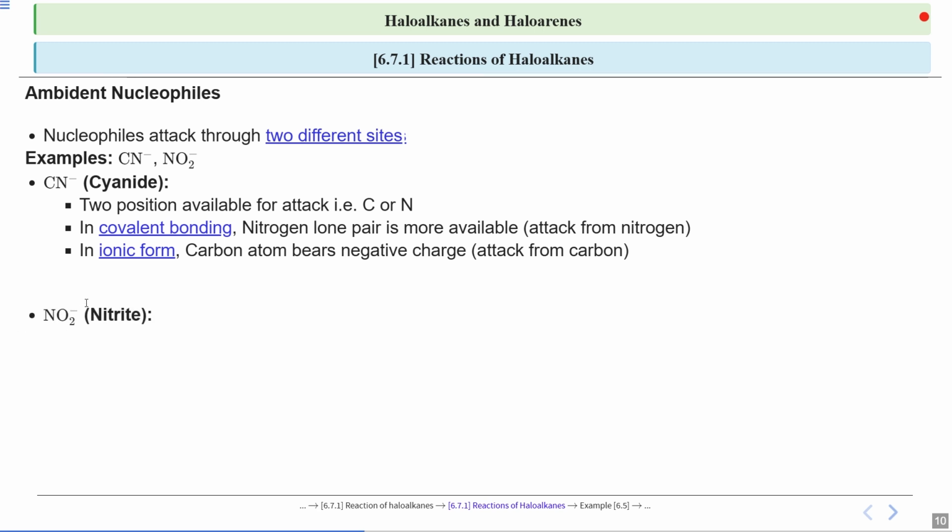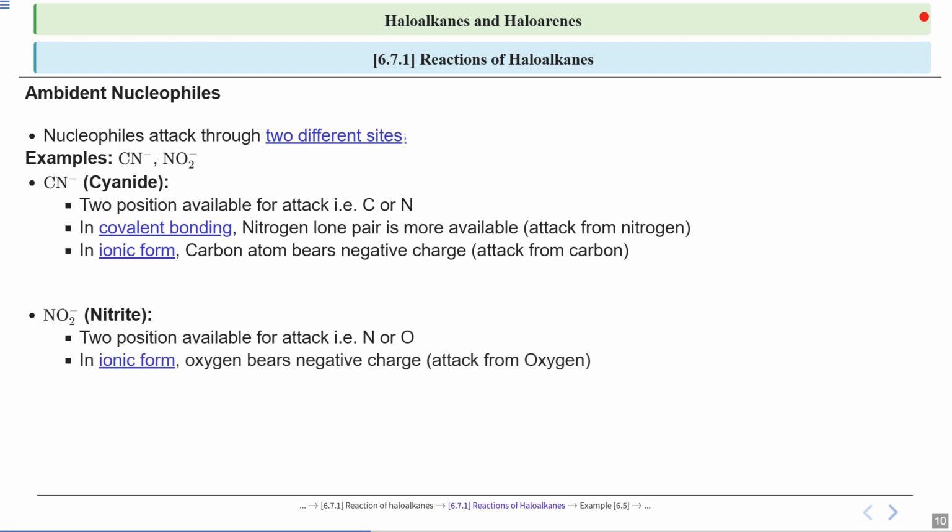Second nucleophile is NO2 minus, that is nitrite. This is also an ambident nucleophile because two positions are available in this also for the attack. That is, first is nitrogen and second is the oxygen atom which is present in the nitrite nucleophile. Now, in the ionic form, oxygen will bear a negative charge, so the attack is going to happen from the oxygen atom. Okay, so NO2 you can write as O negative single bond N, which has a lone pair and makes a double bond with the other oxygen.